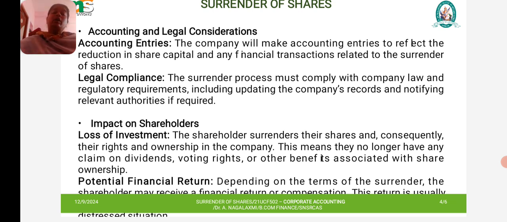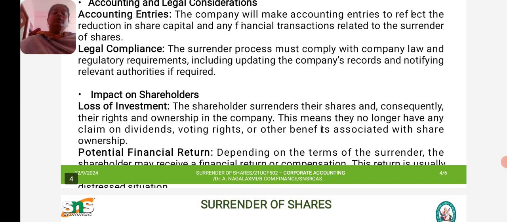Next is the impact on shareholders. When shareholders surrender their shares, they consequently surrender their rights and ownership in the company. That is, not only surrendering shares, but surrendering their ownership and rights. This means they no longer have any claim on dividends, voting rights, or any other benefits associated with the shares. Next is potential financial return. Depending on the terms of the surrender, the shareholders may receive a financial return or compensation.